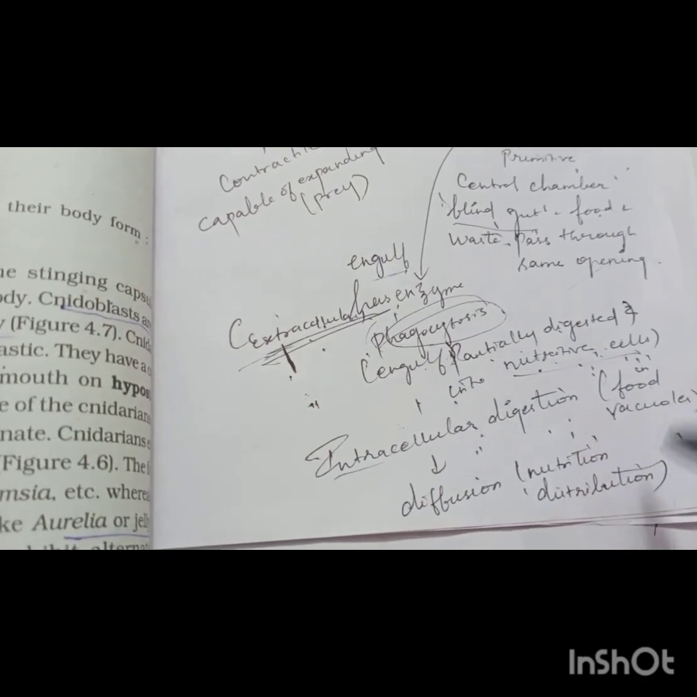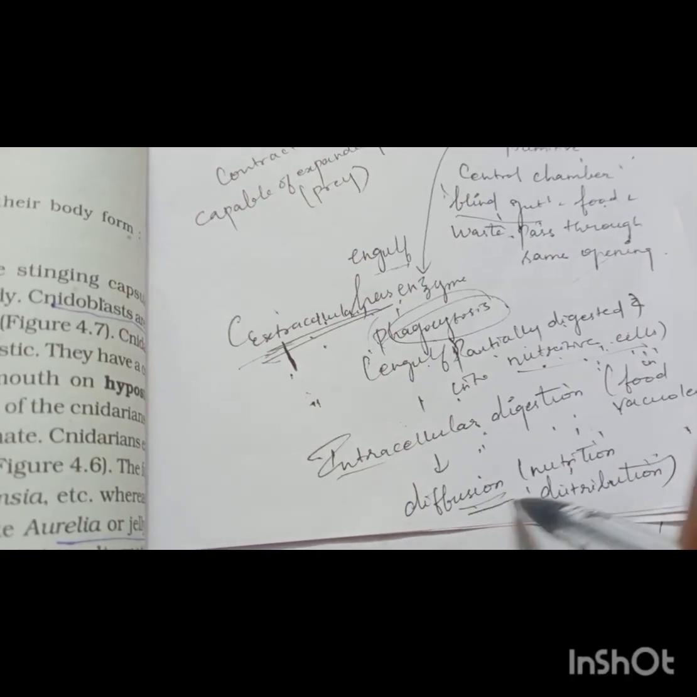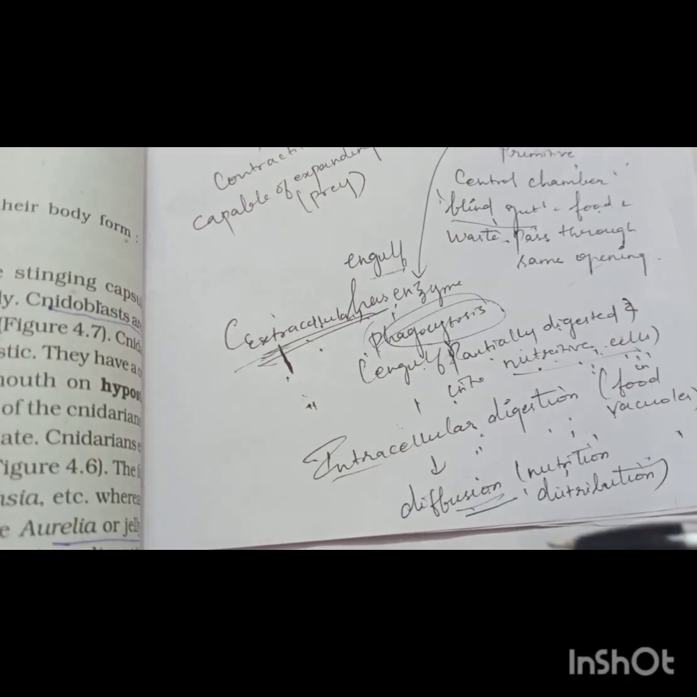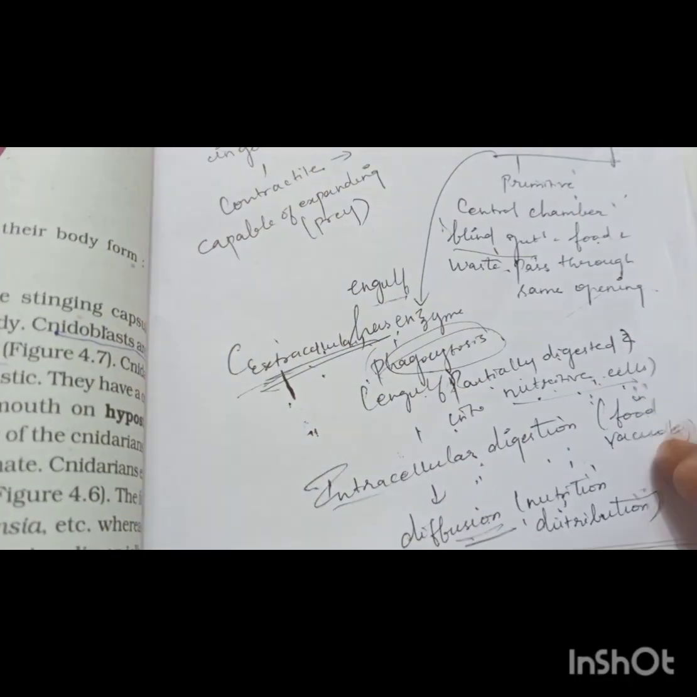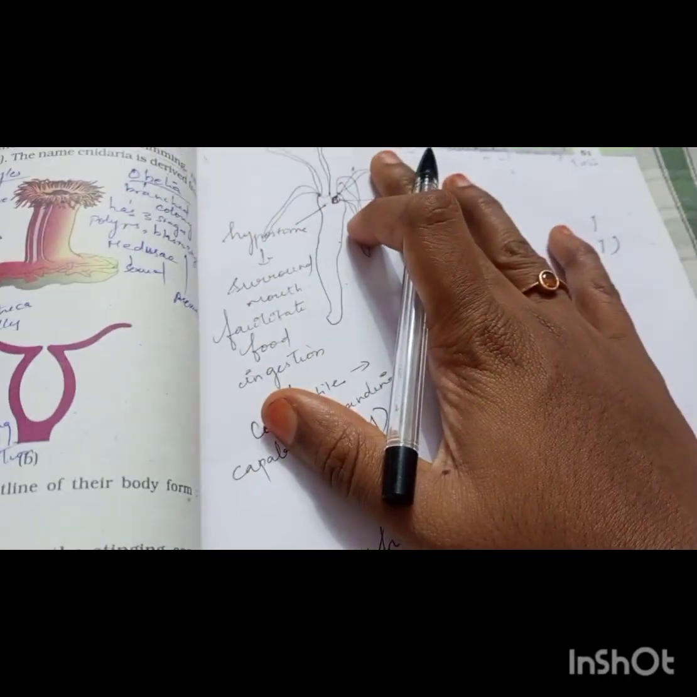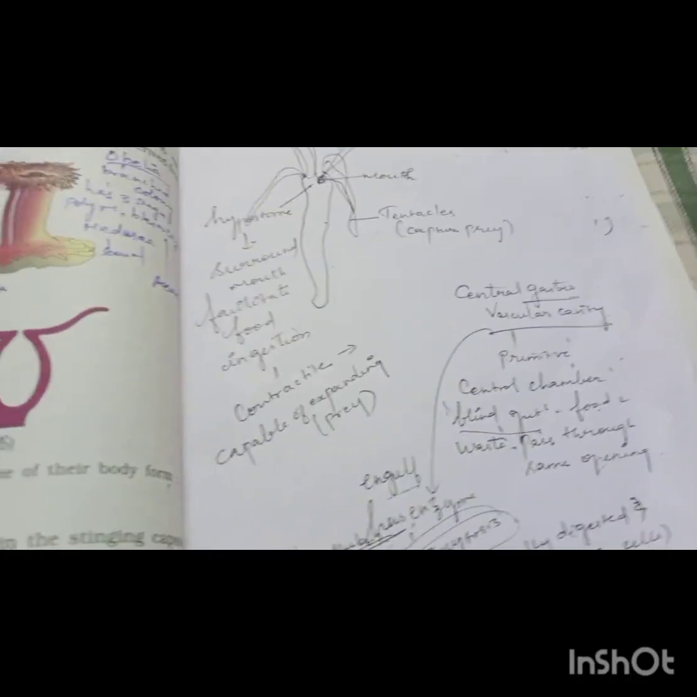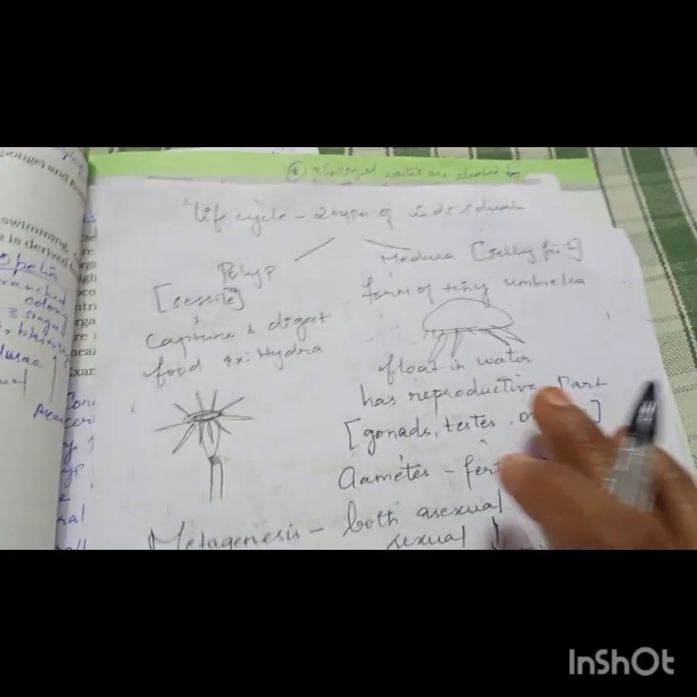After digestion, the nutrition should be absorbed, and that absorption process takes place by diffusion. That is, the contents will be moved from greater concentration to lower concentration, and the nutrition will be distributed to all the parts of the body. This is how the digestion will take place in this phylum Coelenterata. So as the phylum goes up, the complications of the body will also be greater.